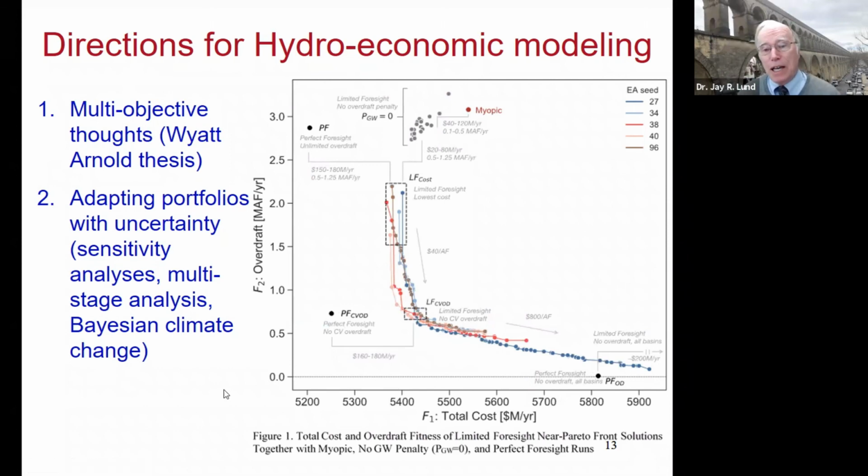That's a lot, but it's not a whole lot considering we're talking about $5 or $6 billion a year of economic benefits from this water system. And so we can see the trade-offs between different amounts of overdraft and different amounts of economic performance. Some of the other things we're looking at is adapting these kinds of water management portfolios that come out of these models with climate change and uncertain climate change over time.